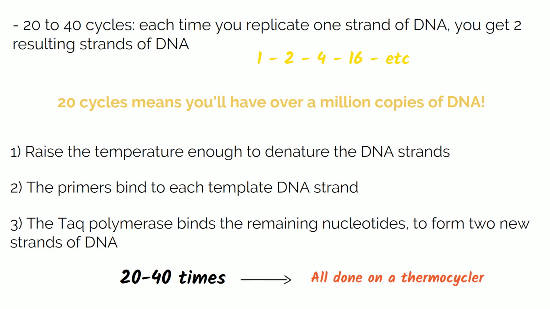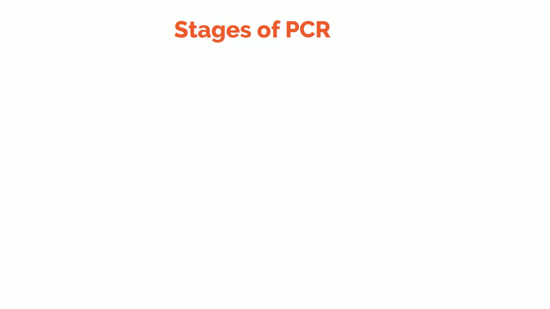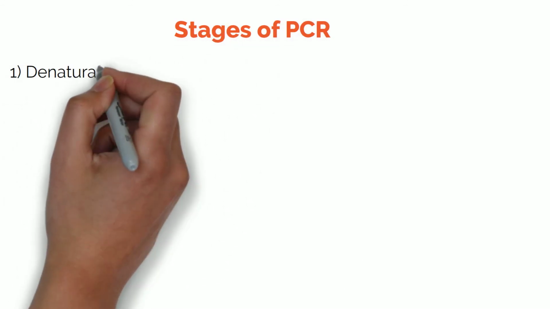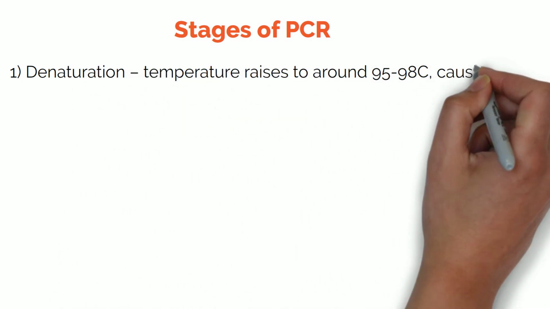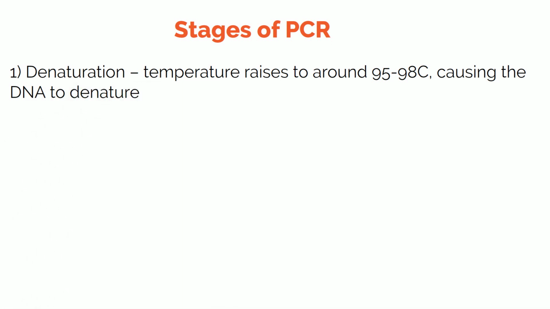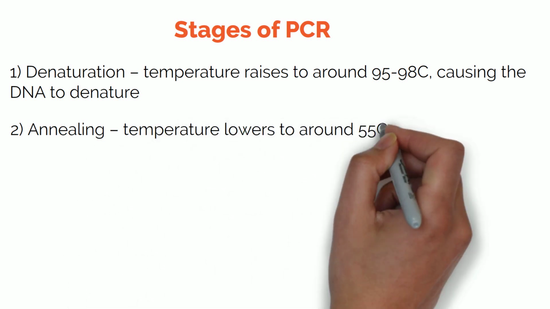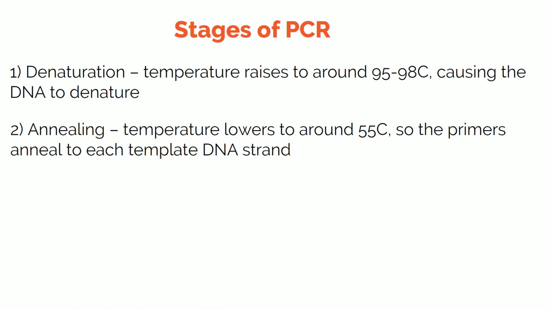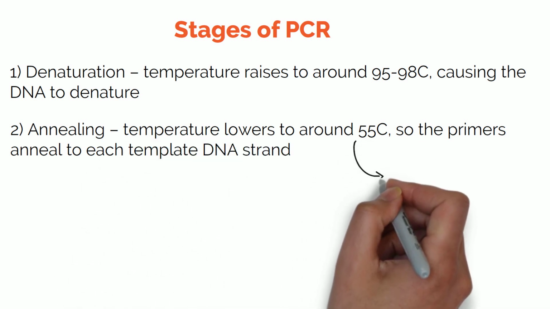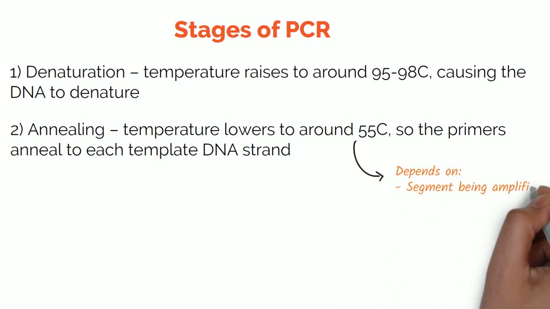Let's just talk about each stage of the PCR process. The first is called denaturation. This is when the temperature raises to around 95 to 98 degrees Celsius, causing the DNA to denature. Then, there is annealing. The temperature lowers to around 55 degrees, so that the primers anneal to each template DNA strand. The perfect temperature for this step depends on what segment is being amplified and what primers are being used.